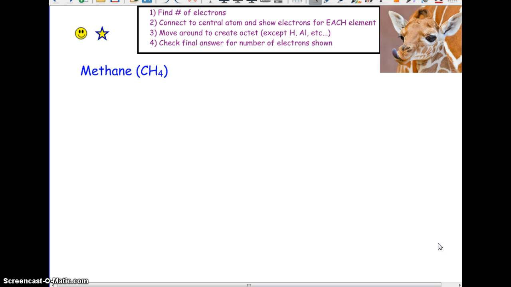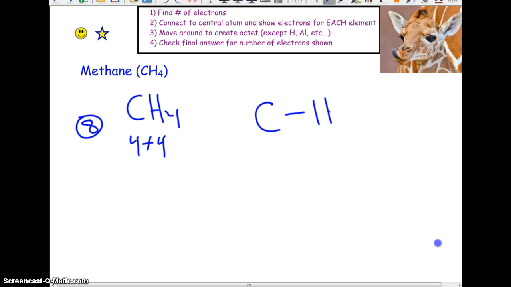For methane, we have CH4. C brings 4 electrons. H brings 1 each. That's 4 more. Total of 8 electrons. Put the C in the middle. Attach the 4 H's to it. Each H brings 1 dot.